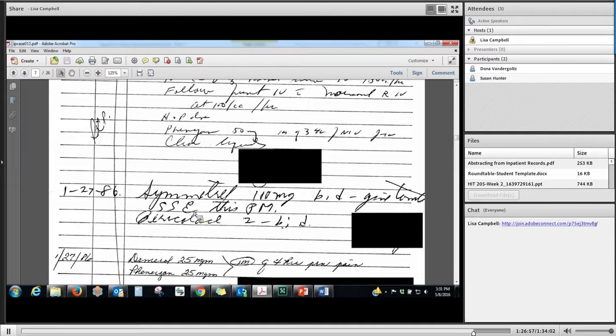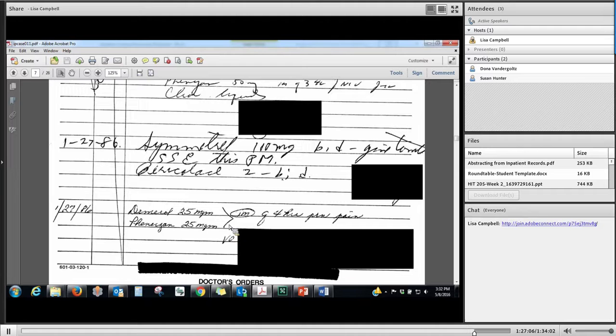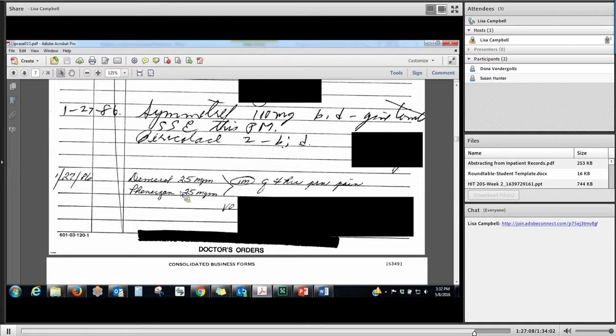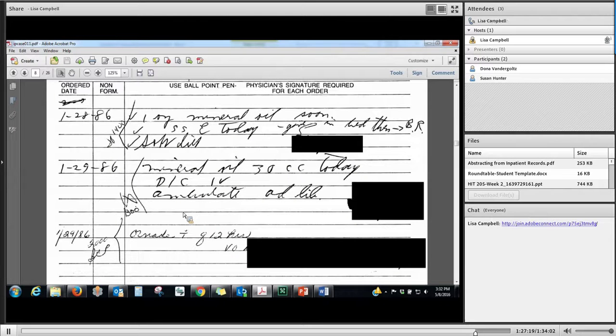SSE, stool softener enema, this PM. Gave her another medication, gave her some Demerol, Phenergan. So medicine for pain, medicine for the nausea and vomiting. Okay, so again, the notes just continue.